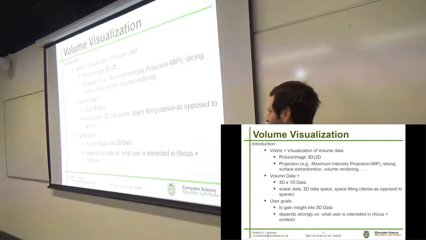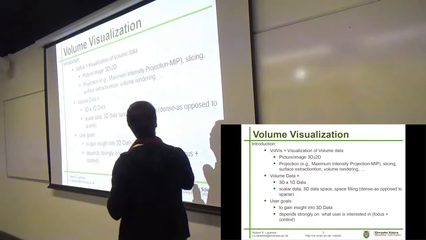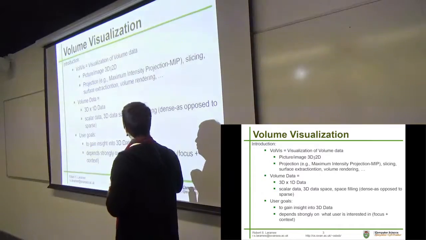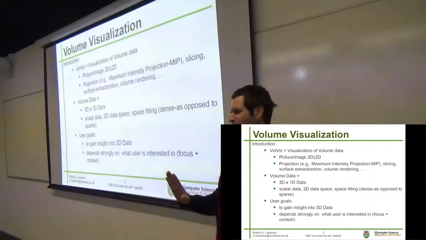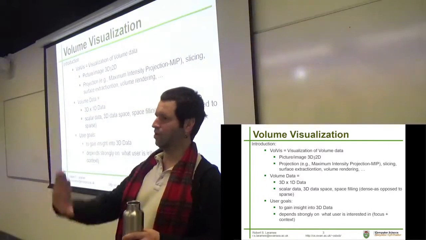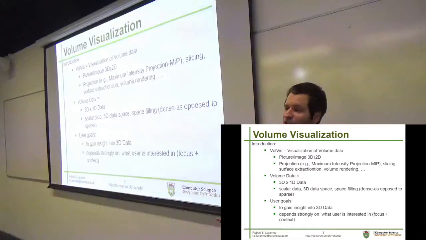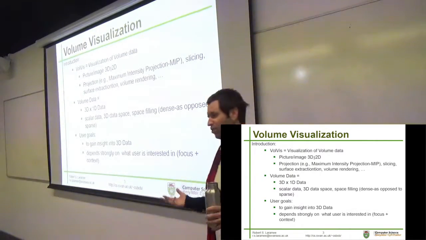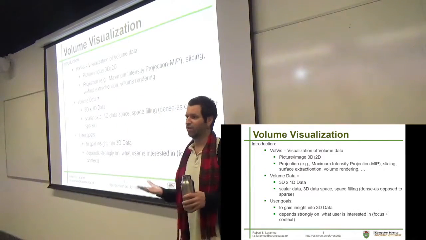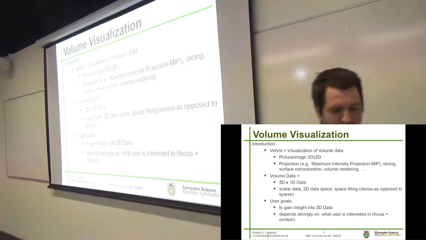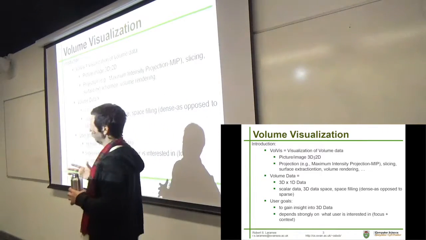So there are these different projection techniques that we're going to look at: maximum intensity projection, slicing, surface extraction, volume rendering, and so on. Those are all ways of selecting a subset of the 3D volume and then projecting it from 3D to the 2D screen space. And that's essentially what volume visualization is. If you just say it in one or two sentences, it's projection techniques for volume data. That's a one-sentence summary of what volume visualization is. So we're going to be talking about how to select subsets of 3D volume data and project them to 2D.